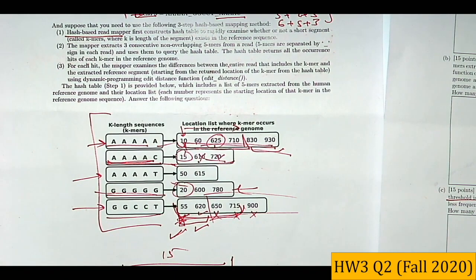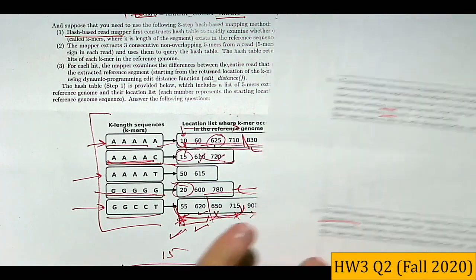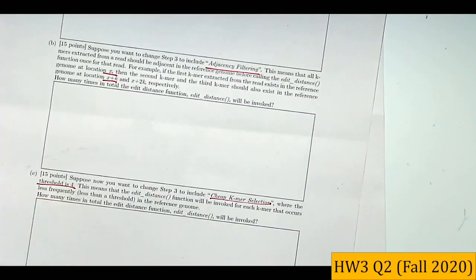Yes, that's true. Then our assumption is not valid. So if there are 6 locations, you cannot consider 4 of them and ignore the rest. If it is exceeding the threshold, just ignore it. As simple as this. Okay. So you can assume whenever it makes sense for you to solve the question, but you have to be careful about what the question asks you to solve.